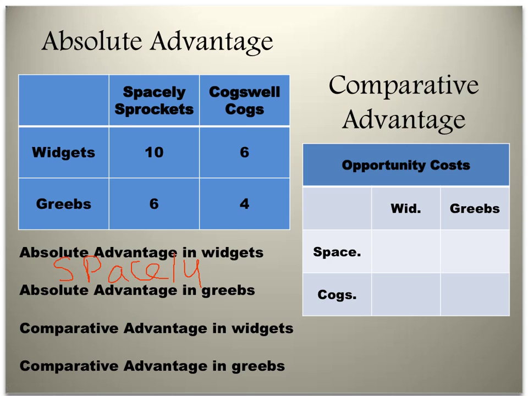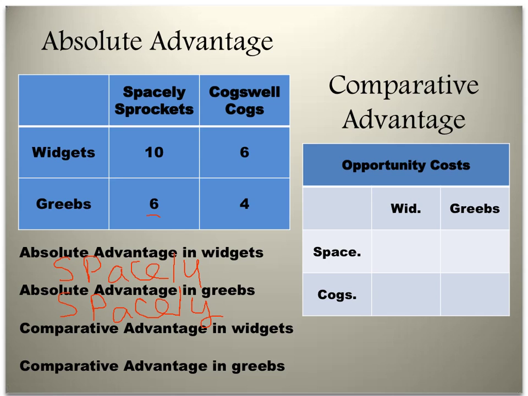Who has the absolute advantage in grebes? Well, Spacely can make 6 versus Cogswell's 4. So again, Spacely has the absolute advantage. Spacely has the absolute advantage in the production of both things. That's not always the case, but it can be.